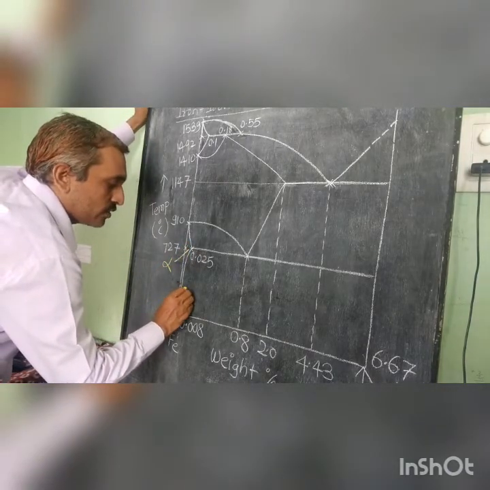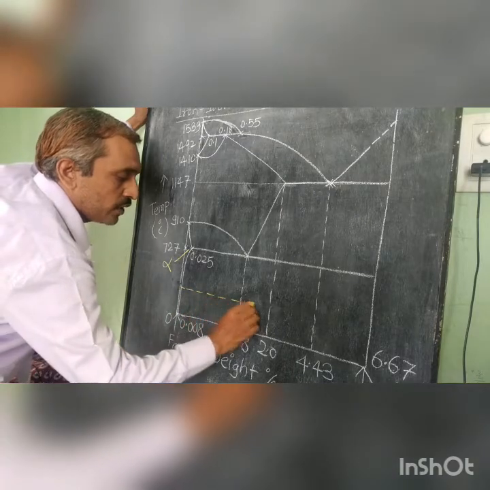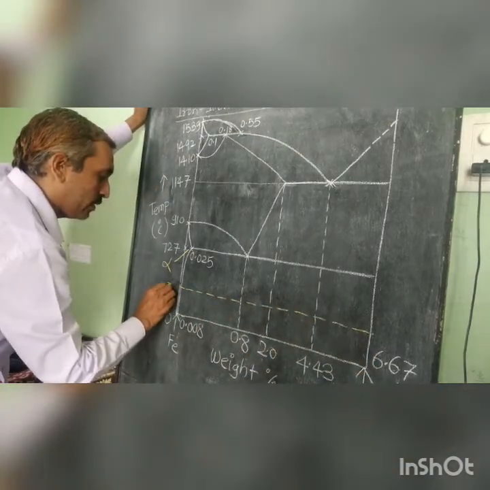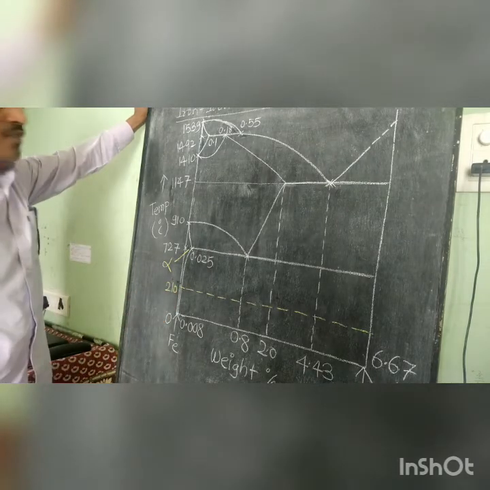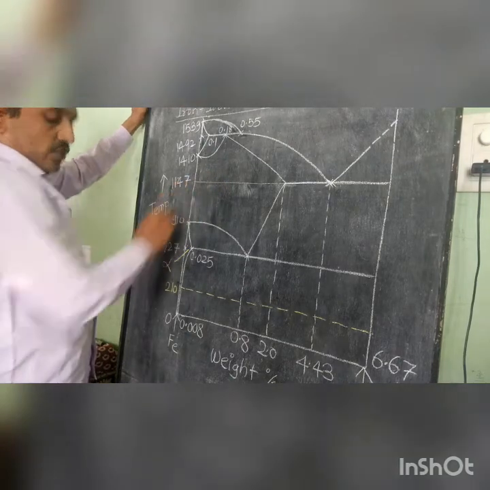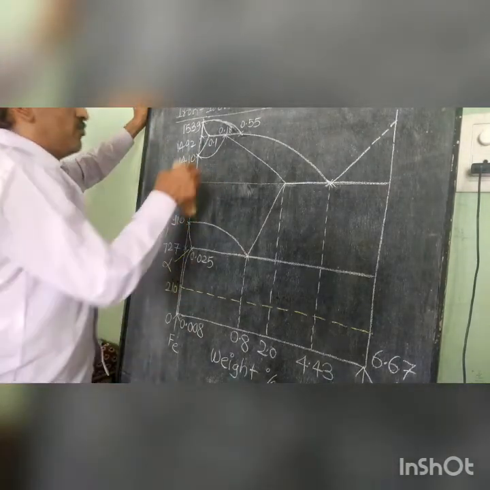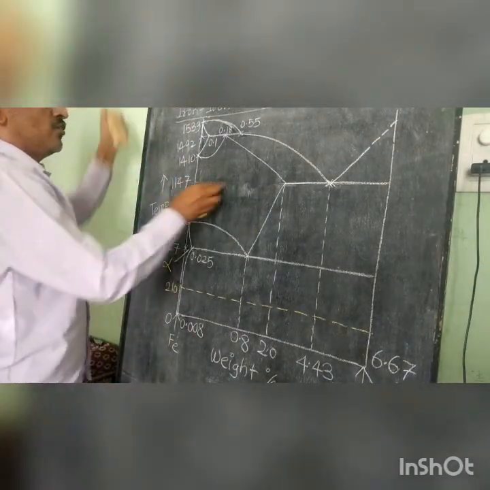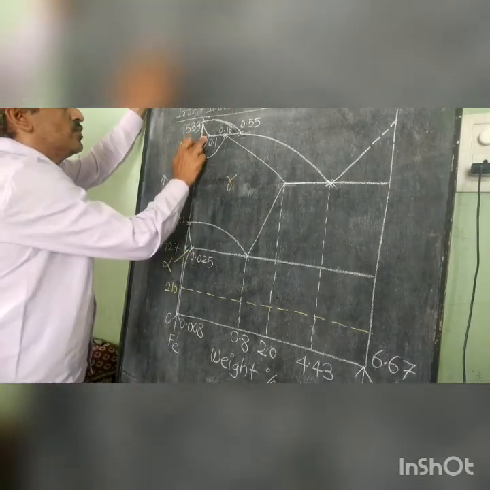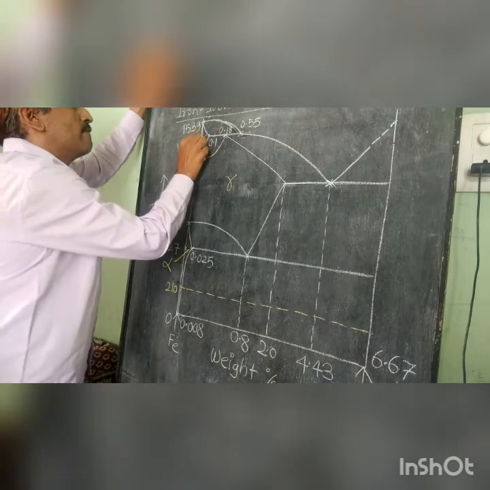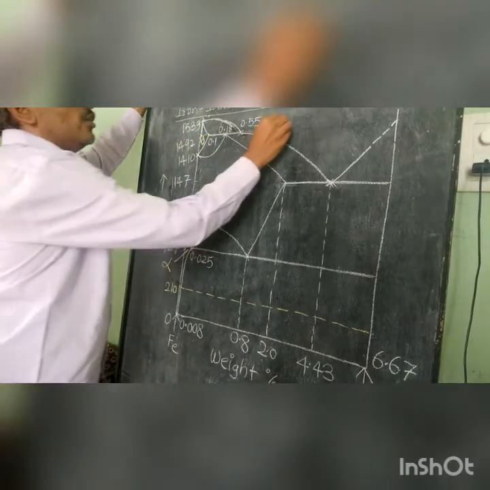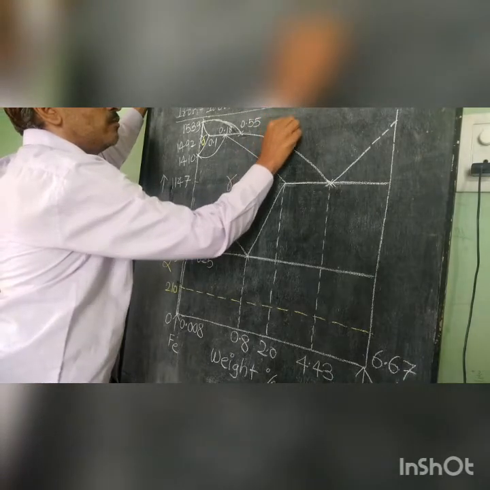Now one more temperature we can have here, which we have discussed today: 210 degrees Celsius. What are the phases? We can write alpha ferrite. This phase is gamma. Gamma phase. Now this region is delta. This region is liquid.